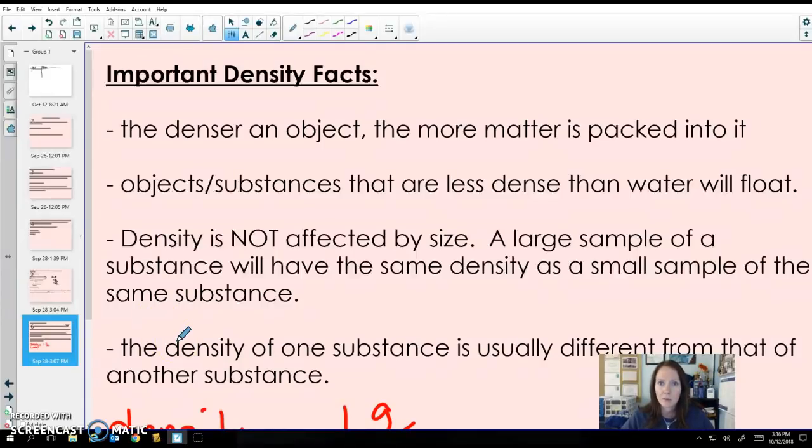Again, it's a characteristic property. So we can use it to identify objects. I could give you a liquid and I could say, hey, measure the density of this. If it's 1, it's probably water. There's no other substances, at least not natural substances, that have a density of 1.